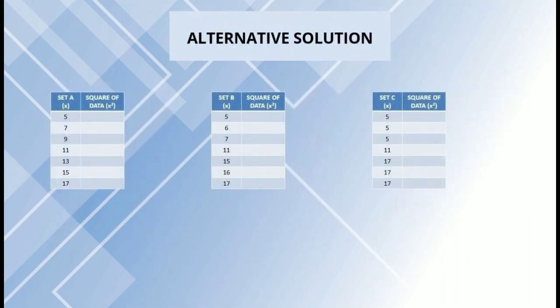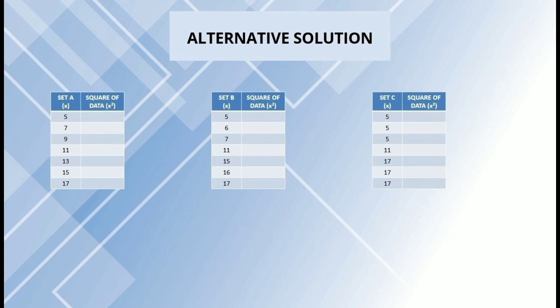Let's now use the alternative solution in finding the variance and standard deviation of the three sets. In doing so, let us first solve for the first term located in the left side of the numerator as shown. The first term involved finding the square of each data for the three sets and finding the sum of all those squares for each respective data set.